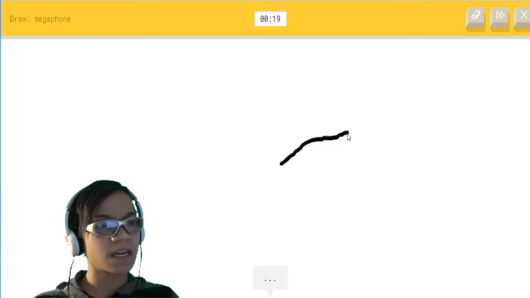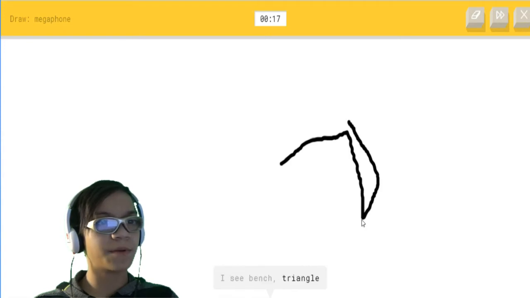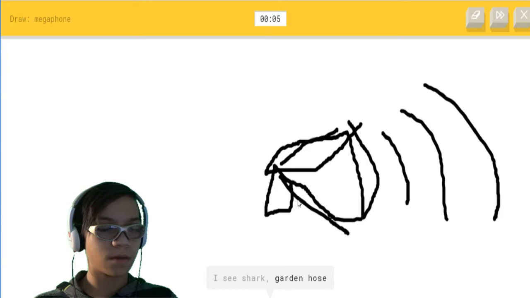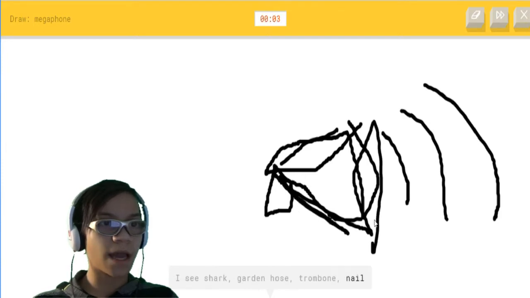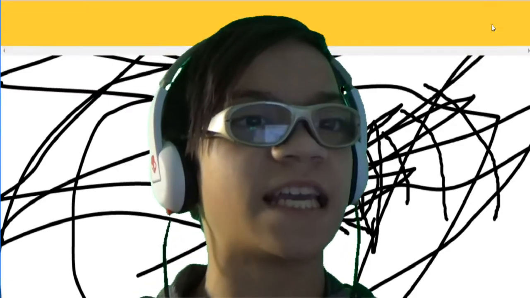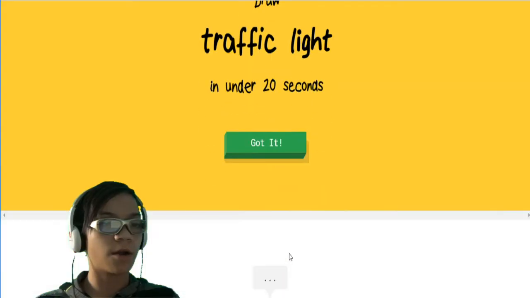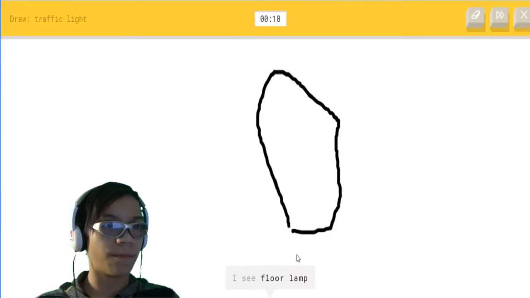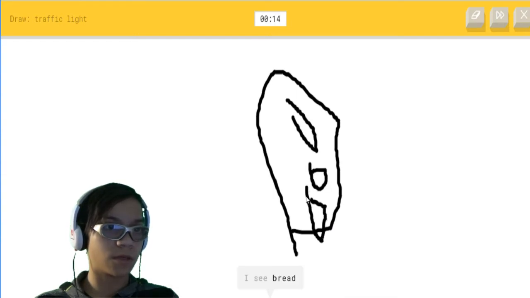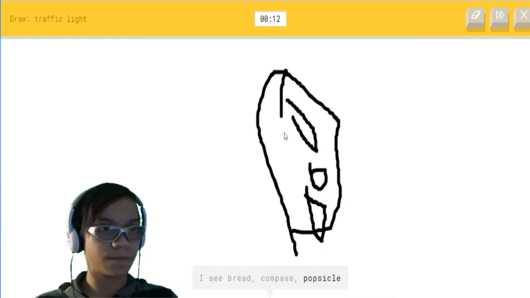Another megaphone? Hey, I see bench. Or triangle. Or boomerang. I see shark. Or garden hose. Or trombone. Traffic light. Got it. Boop. I see floor lamp. Or potato. Or a circle. I see bread. Or compass. Or popsicle. Or fan. I see bee. Or trombone.